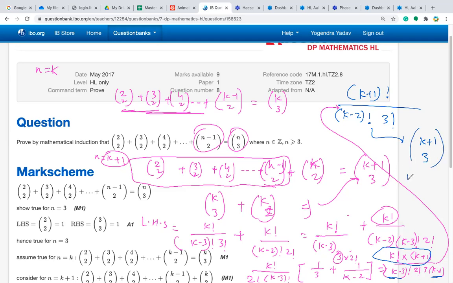So since it is true for n equals 3, n equals k, and n equals k plus 1, hence it is true for n belonging to Z for n more than or equal to 3. So that's what we wanted to prove. I hope this is helpful.